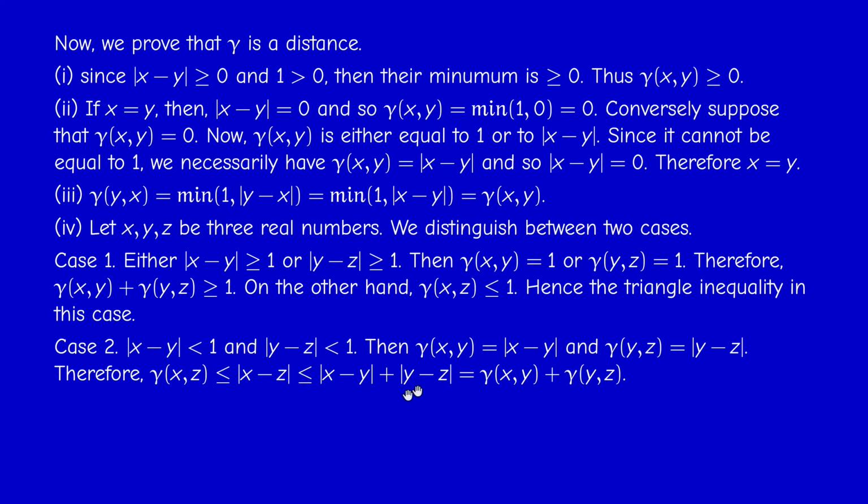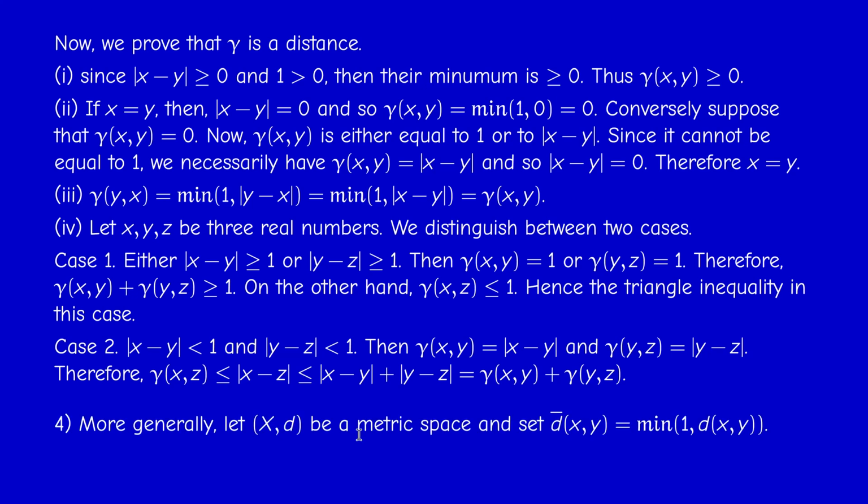And now I apply the triangle inequality to the usual absolute value, okay? Because I can add and subtract y, as we did before. So this identity you probably know from high school. This is known as the triangle inequality for the absolute value. And now we just replace. This is equal to gamma xy, and this is equal to gamma yz, and we are done. We have the triangle inequality in this case. Okay, so we checked the 4 properties of a distance.